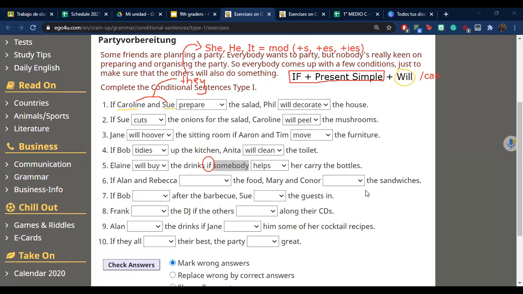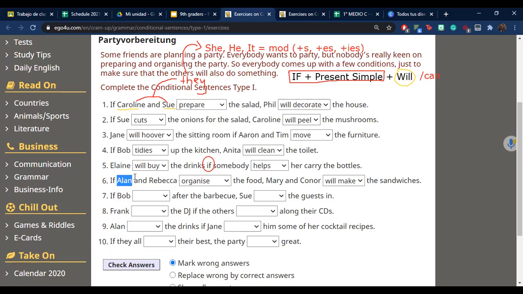That's good. Let's finish with Miss Hermosilla, que ha participado harto desde las tinieblas. Miss Hermosilla, what about this one? If Alan and Rebecca organize the food, Mary and Connor will make the sandwiches. Yeah, perfect.